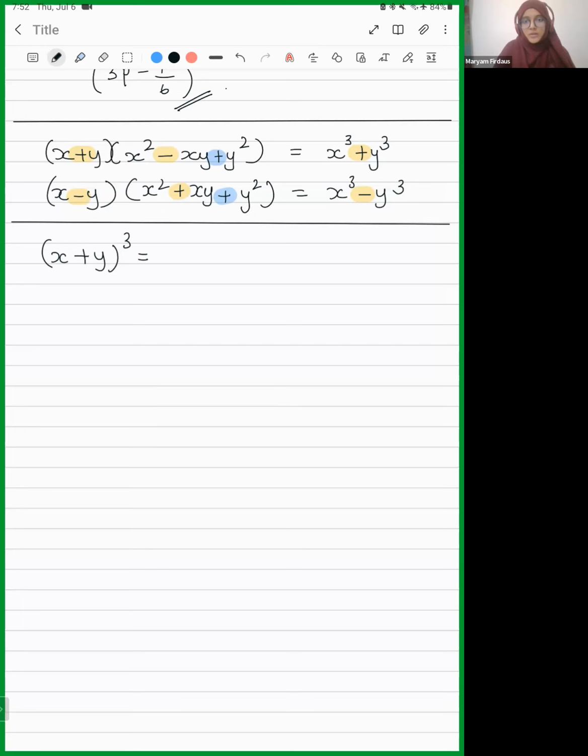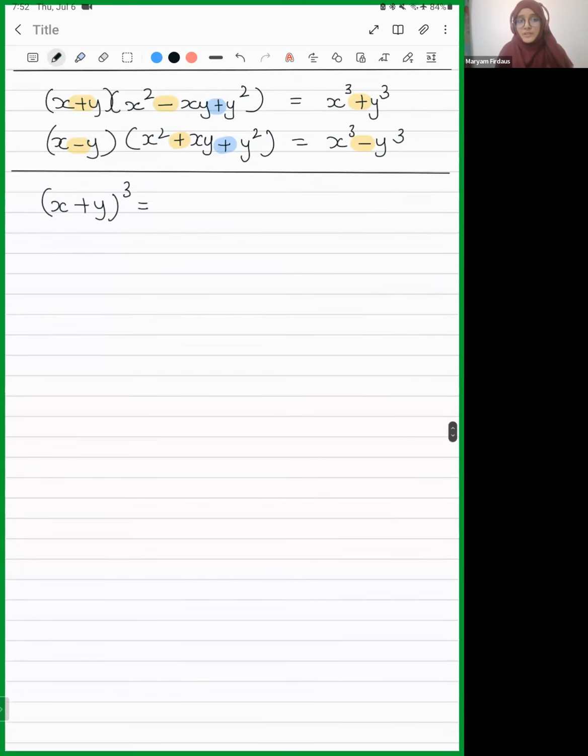Just try doing it. And let's just revise the identities right now. Zainuddin, can you please unmute yourself and tell me what is the expansion of this identity? x cube plus y cube plus 3xy, bracket x plus y. Yes, x plus y. Okay, that's all.